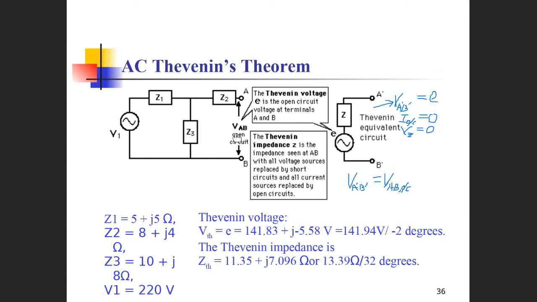Okay. So now, similarly, the Thevenin impedance Z is the impedance seen from AB with all voltage sources replaced by short circuits and all current sources replaced by open circuits. So Z is actually the total impedance looking into the system from A prime B prime with the source short circuited.